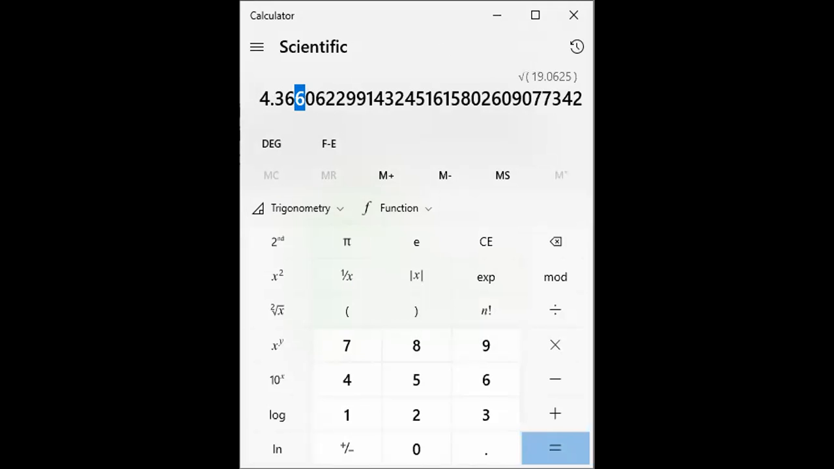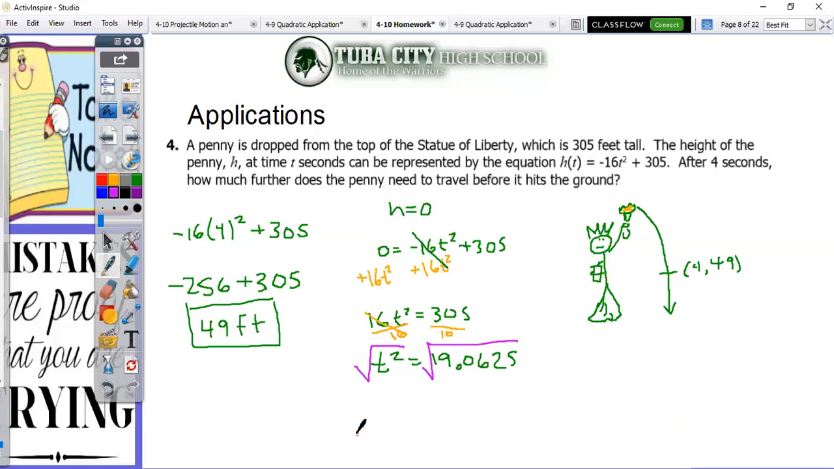It's going to be a lot more accurate the more decimal places you have. But, you know, if you're counting a penny coming off a building, you probably wouldn't really say 4.36 for 4.366 seconds. Unless you had like a stopwatch or something, you wouldn't be that precise.